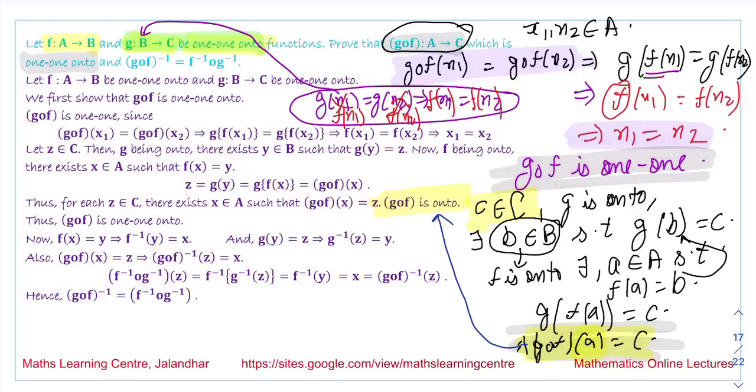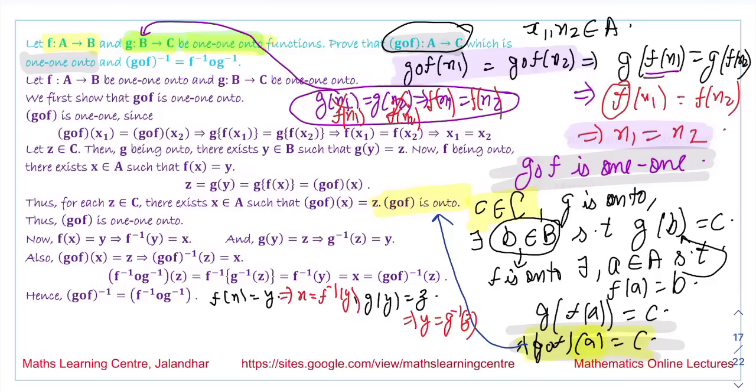Now, to calculate the inverse of this function, suppose there exists an element x in A such that f(x) is equal to y, and there exists an element y in B such that g(y) is equal to z. And as both the functions f and g are invertible, this gives us x is equal to f inverse of y, and y is equal to g inverse of z.